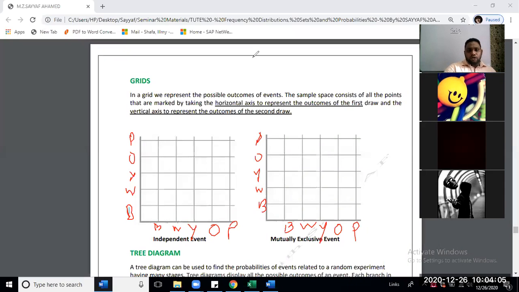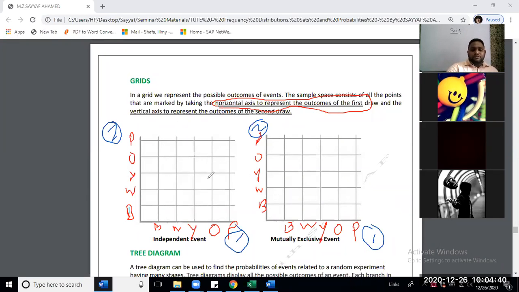There's a very important note here, guys. The horizontal axis represents the outcome of the first draw, it is a must. When you're drawing a grid, you must select the horizontal line as the first event always, and the vertical as the second event. So this will be your first event. The horizontal will be the first draw. This is your second draw. Don't get confused with this. Also you can mark it.